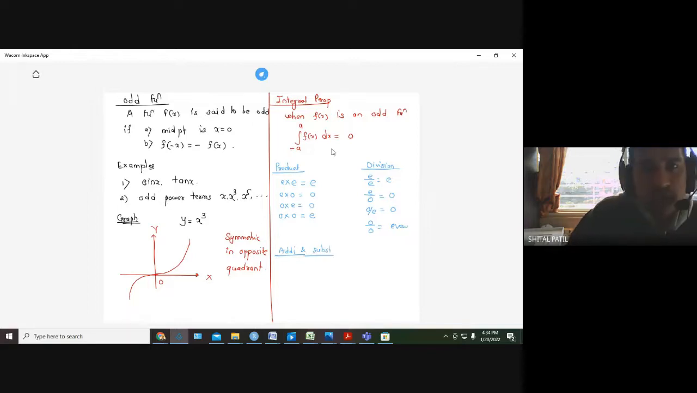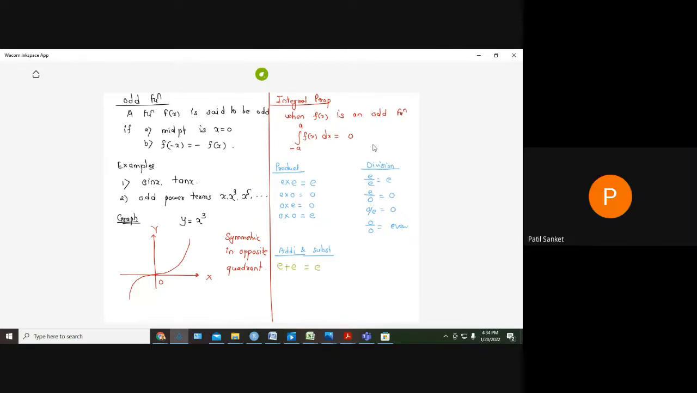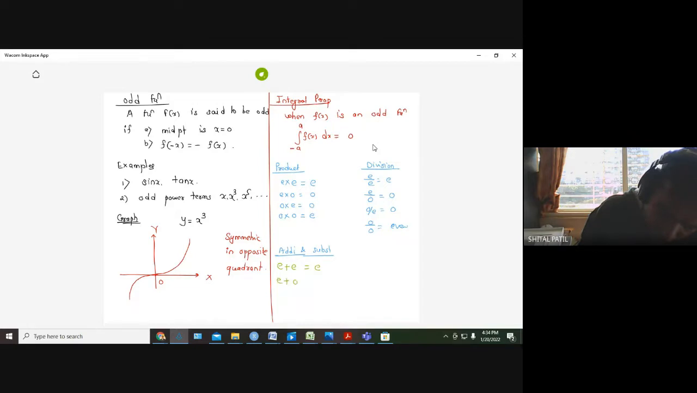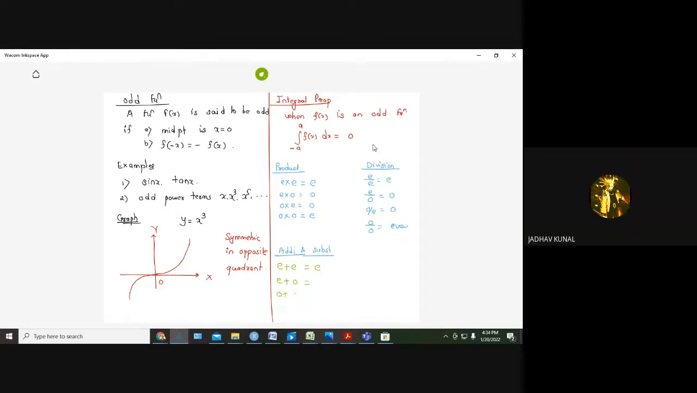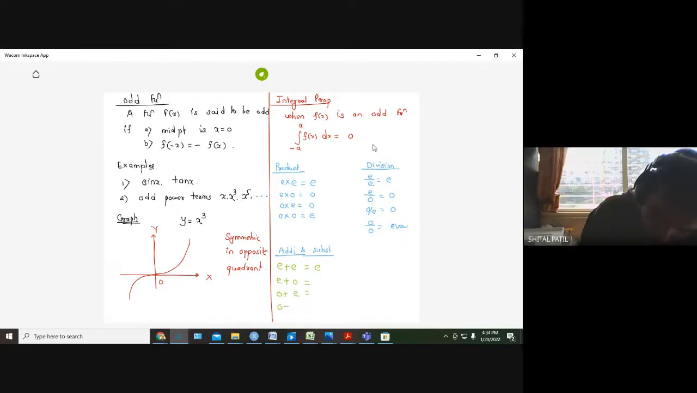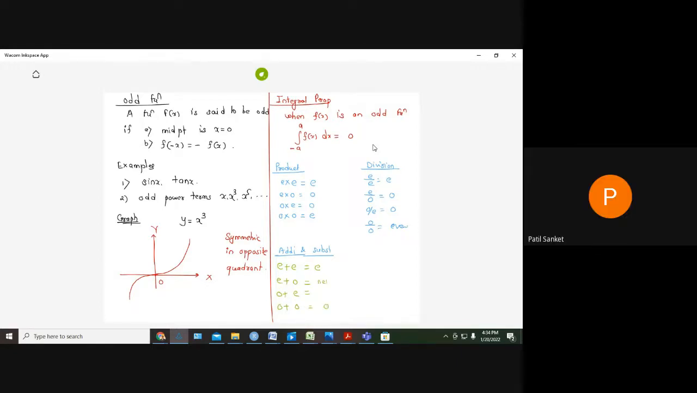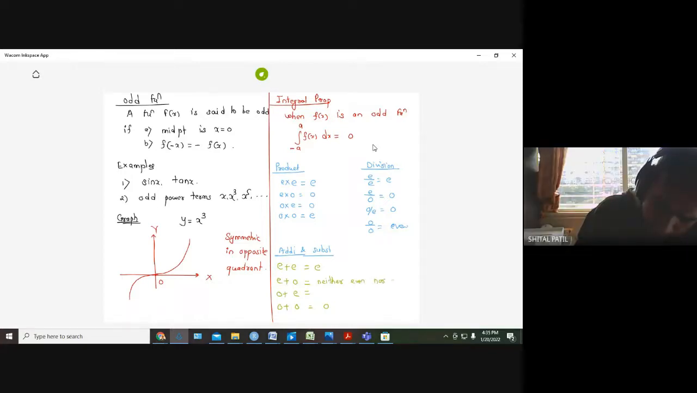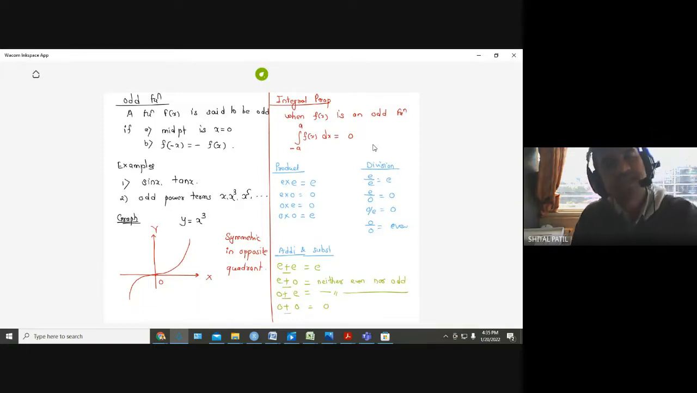What do you know about the addition and subtraction of these types of functions? Even plus even function, what is the resultant? Even. Even plus odd, odd. And odd plus odd, odd. Odd plus even is neither even nor odd. Right, the same is true for subtraction. So you can cross-check this with different examples.